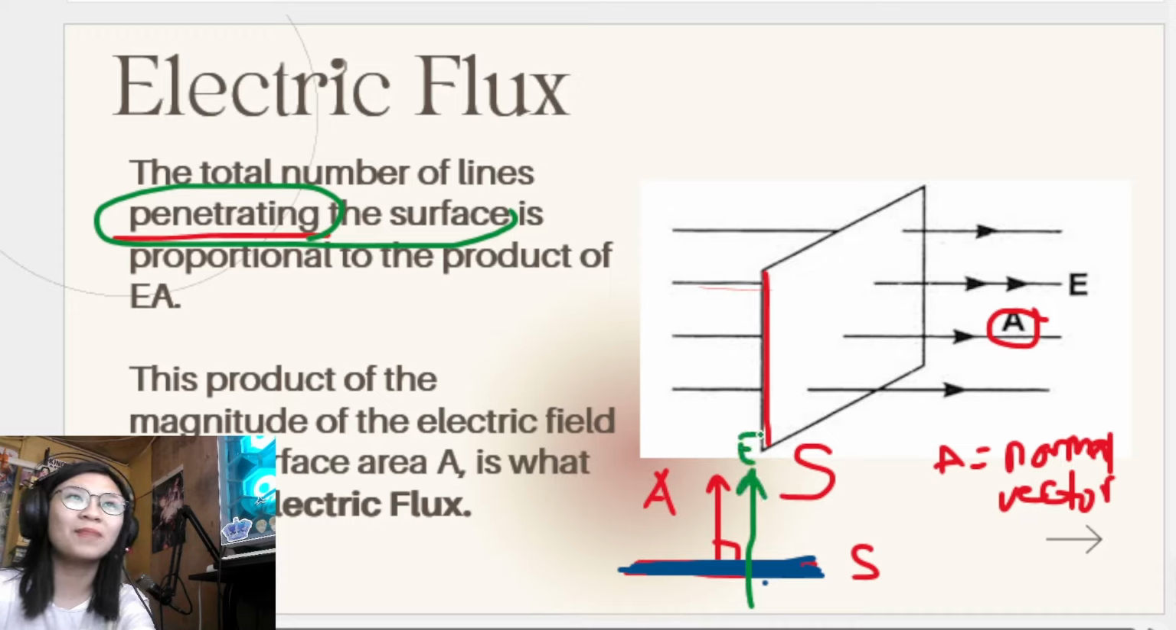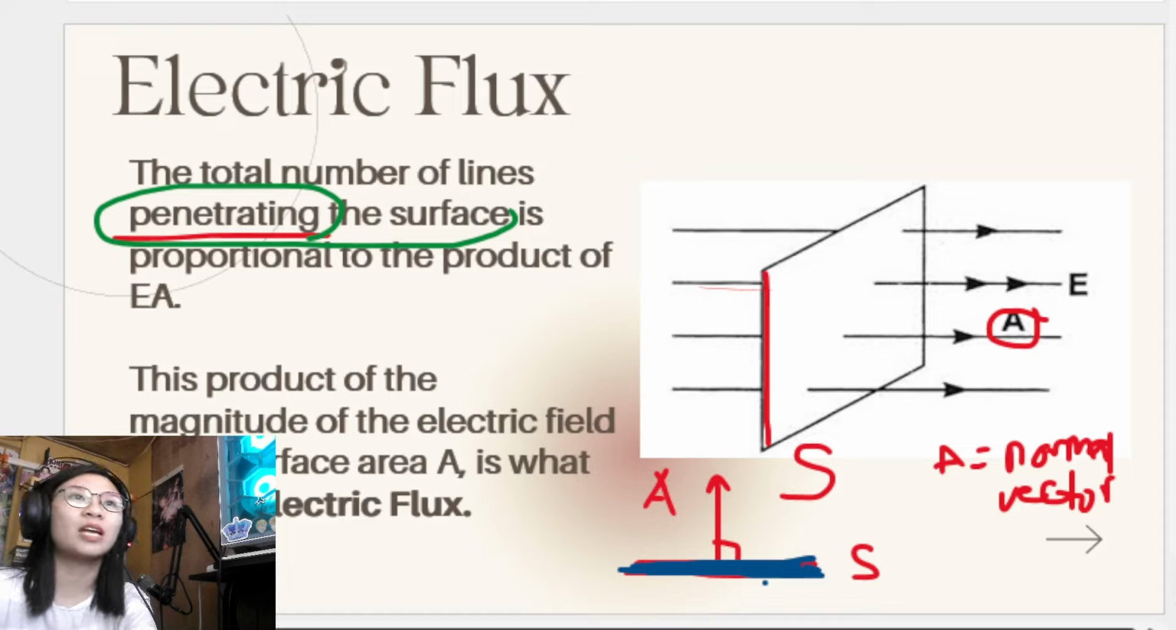So, when that happens, your S and E form 90 degrees. Therefore, it does not penetrate the surface, so it means there is no electric flux. That is between E and S, or electric field and surface.